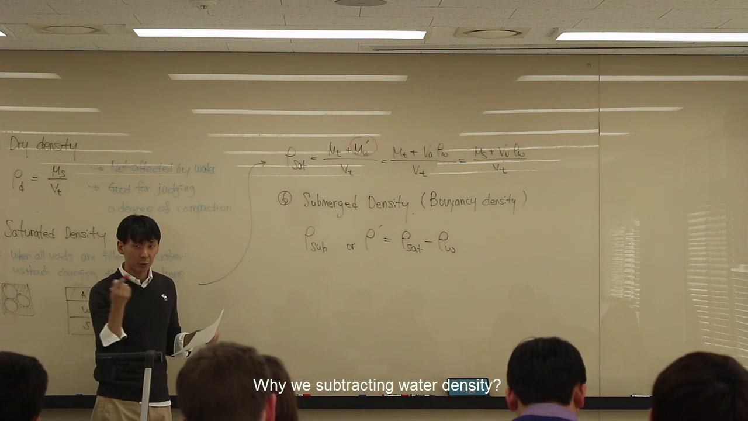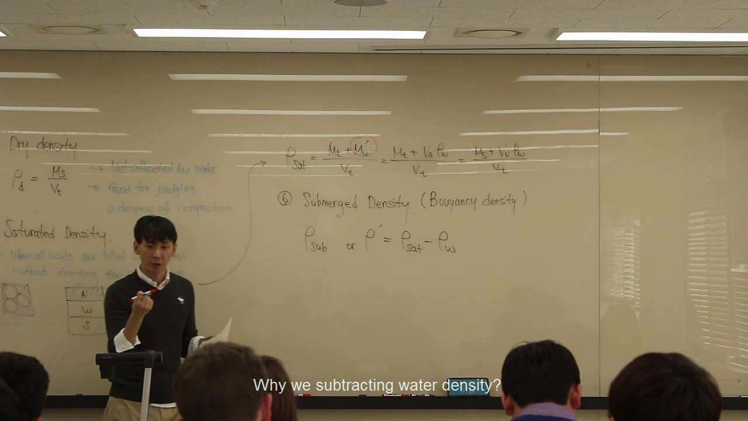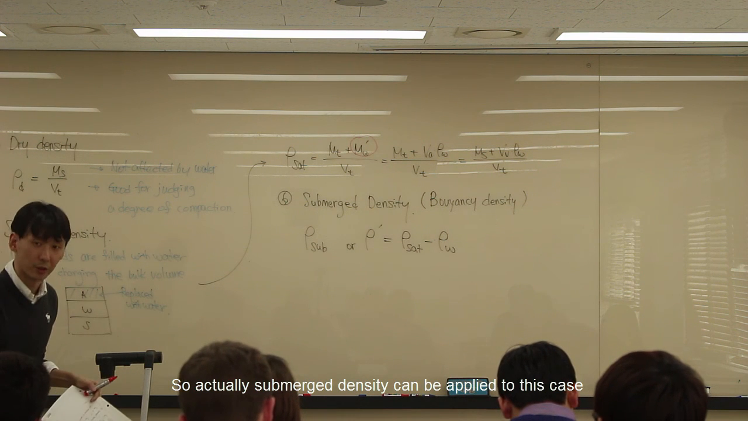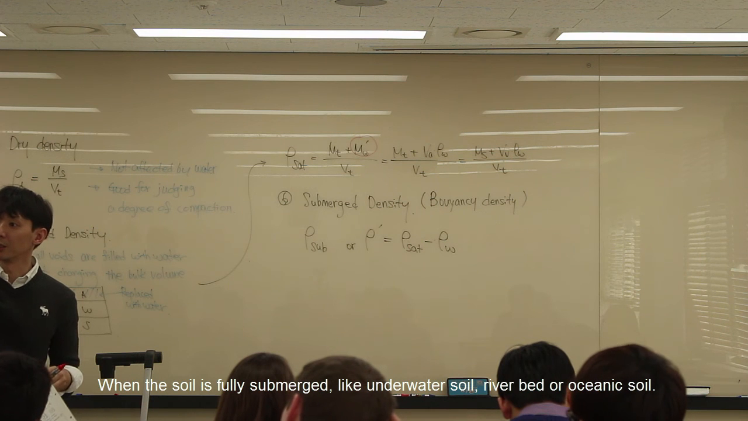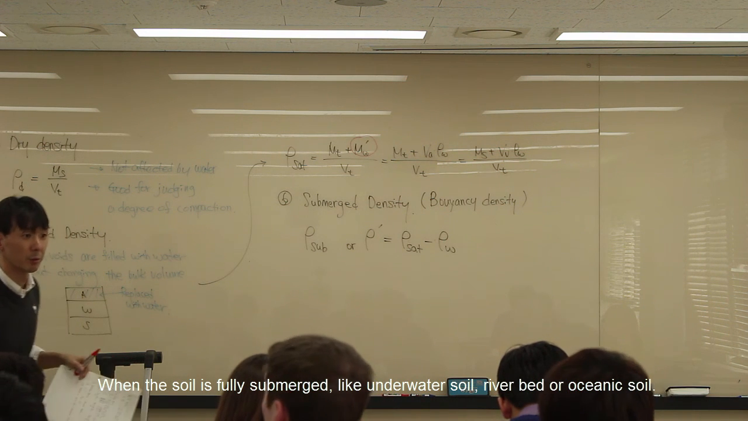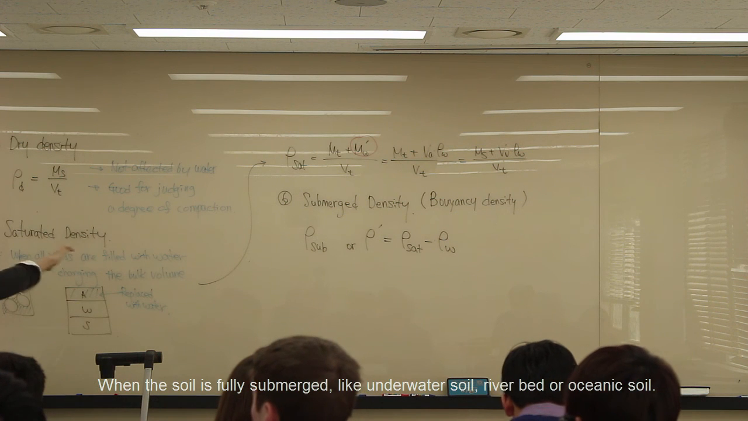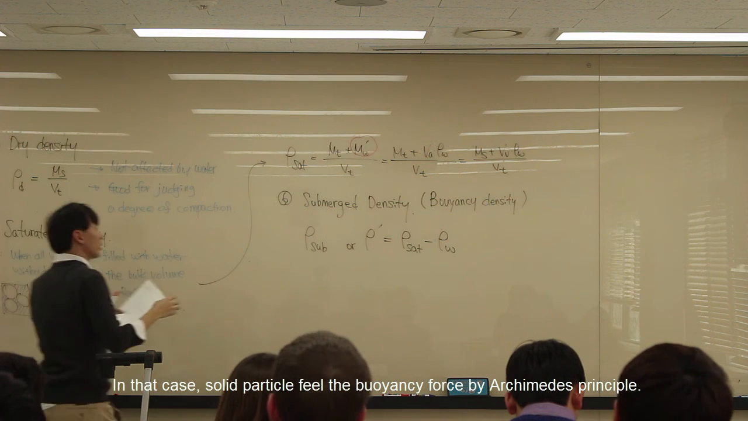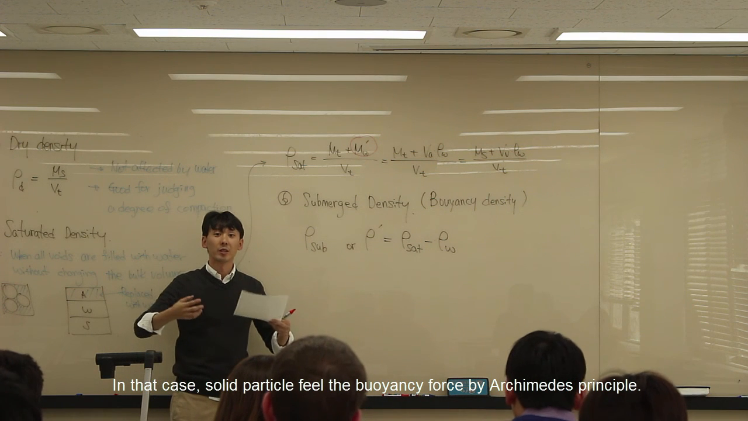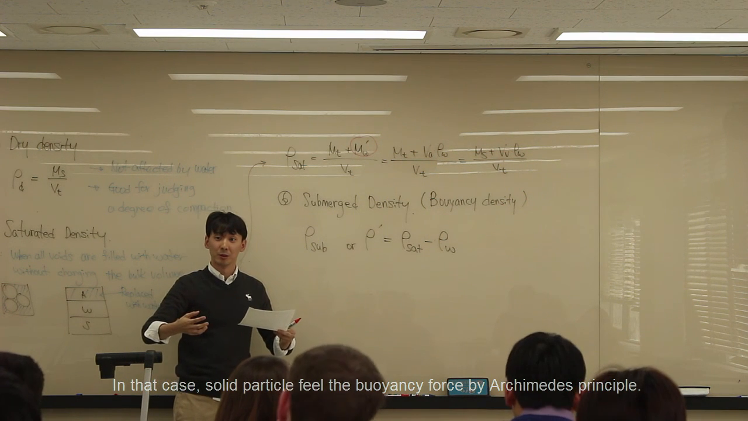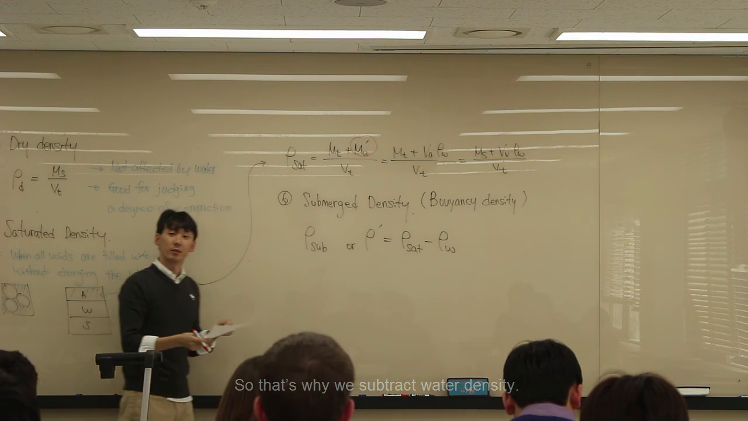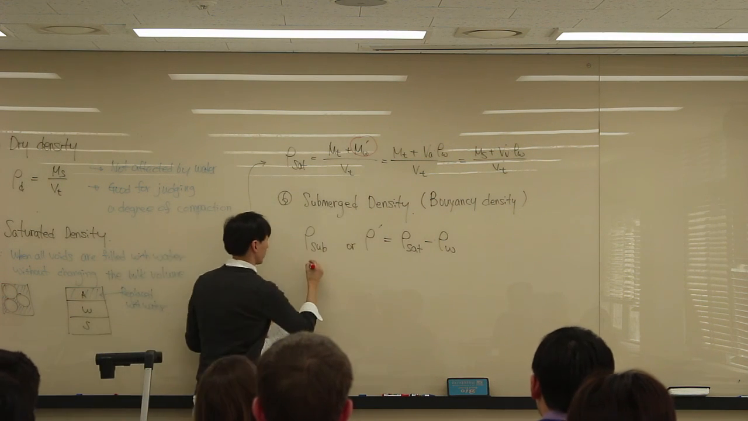Why are we subtracting this water density? Submerged density can be applied to the case when the soil is fully submerged, like an underwater soil or in a riverbed or oceanic soil. In that case, the soil will feel the buoyancy force, like the Archimedes principle. So that's why we are subtracting this water density.